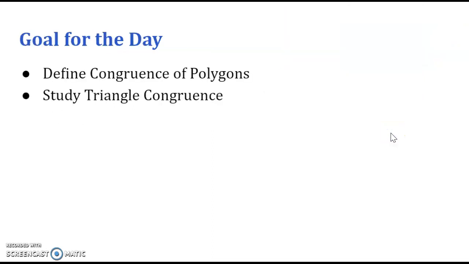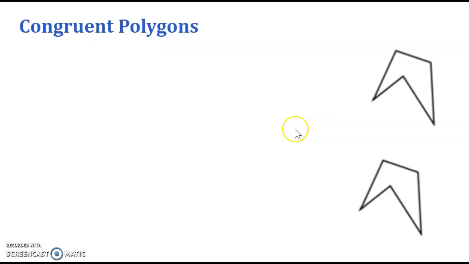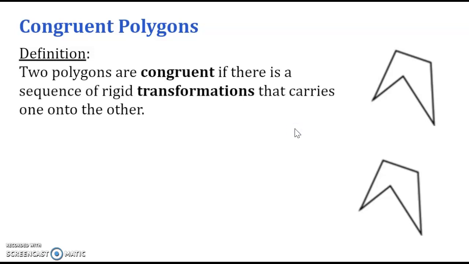What are we doing today? We are going to be defining congruence for polygons, and we are going to study triangle congruence. So when we talk about congruent polygons, the definition of congruence is that two polygons are congruent if there is a sequence of rigid transformations that carries one onto the other. So if you have this shape here and another polygon shape here, if we can transform this polygon to map exactly onto the other, then we would say they are congruent.